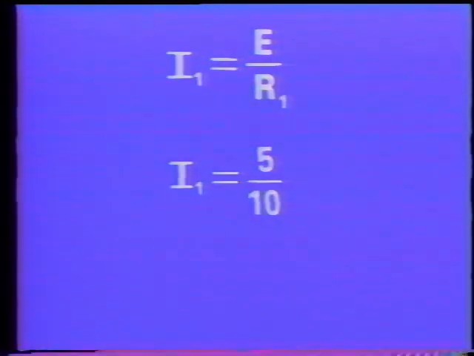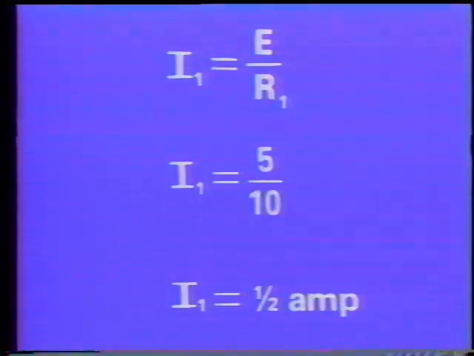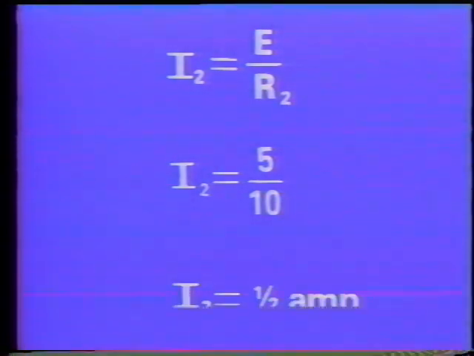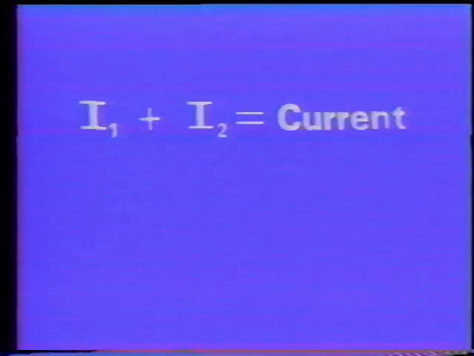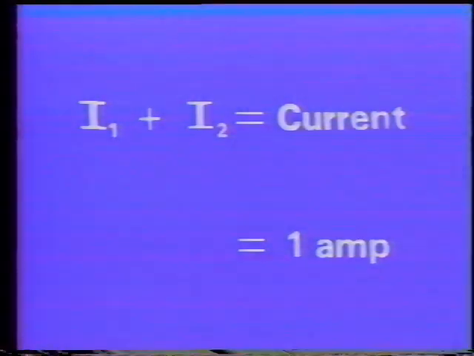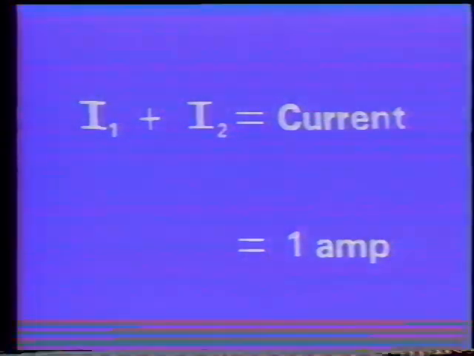So to find the amount of current in the first branch, we divide E, which is 5 volts, by R1, which is 10 ohms, and we get a value of 1/2 amp for I1. Since R2 is 10 ohms, just like R1, we have a current of 1/2 amp flowing through the second branch too. And according to what we've said, we can add I1 and I2 to get the total current. We can expect the total current flow in this circuit to be 1 amp.